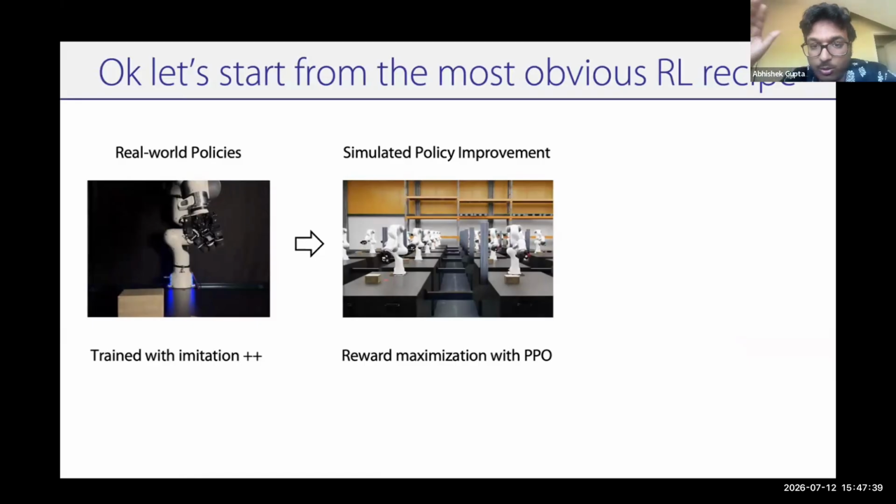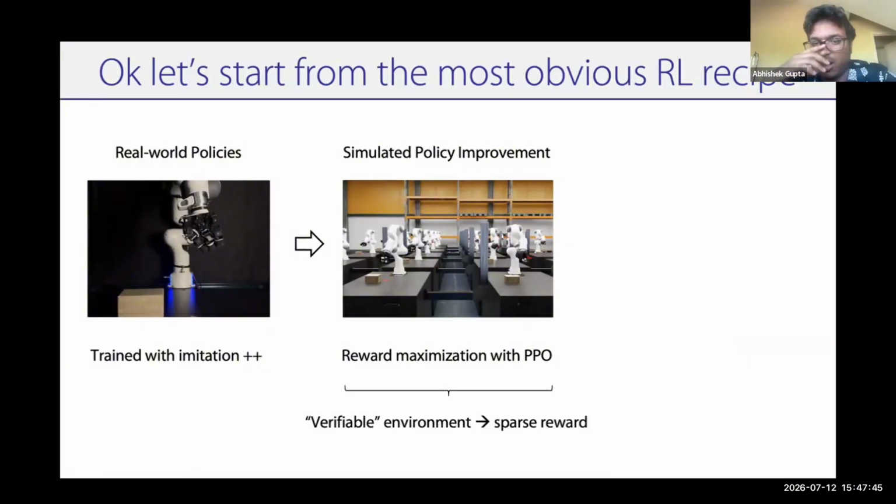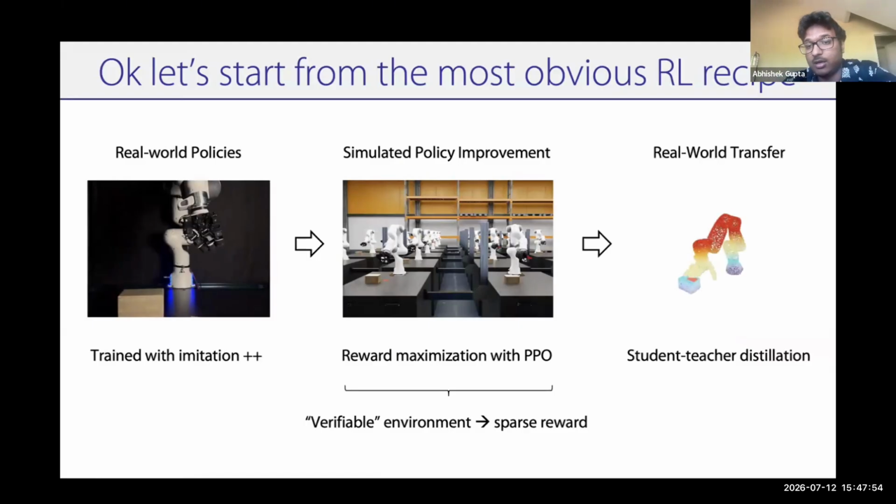Let's say we're going to use PPO. So we're going to use large scale PPO to do simulated policy improvement. This is like your RLVR step, where you have a sparse reward that rewards you for success, and you use this for policy improvement. Then finally, when you're done, you transfer it back to the real world, you can do distillation or something like that to take your improved simulated policy and bring that back to the real world. So that's the standard recipe for real to sim to real policy learning.